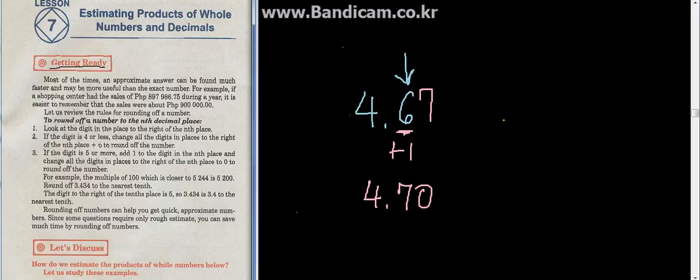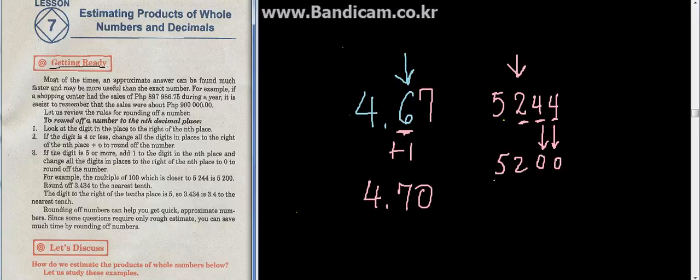And they give you examples too. For example, the multiple of 100 which is closer to 5,244 is 5,200. Okay, so 5,244. They rounded it off to the 100th place, and they looked at the digit to the right of the 2, which is 4, and since it is 4 or less, we had to just change all these digits to 0. Change these digits to 0, 0, then leave all the other numbers as they are.